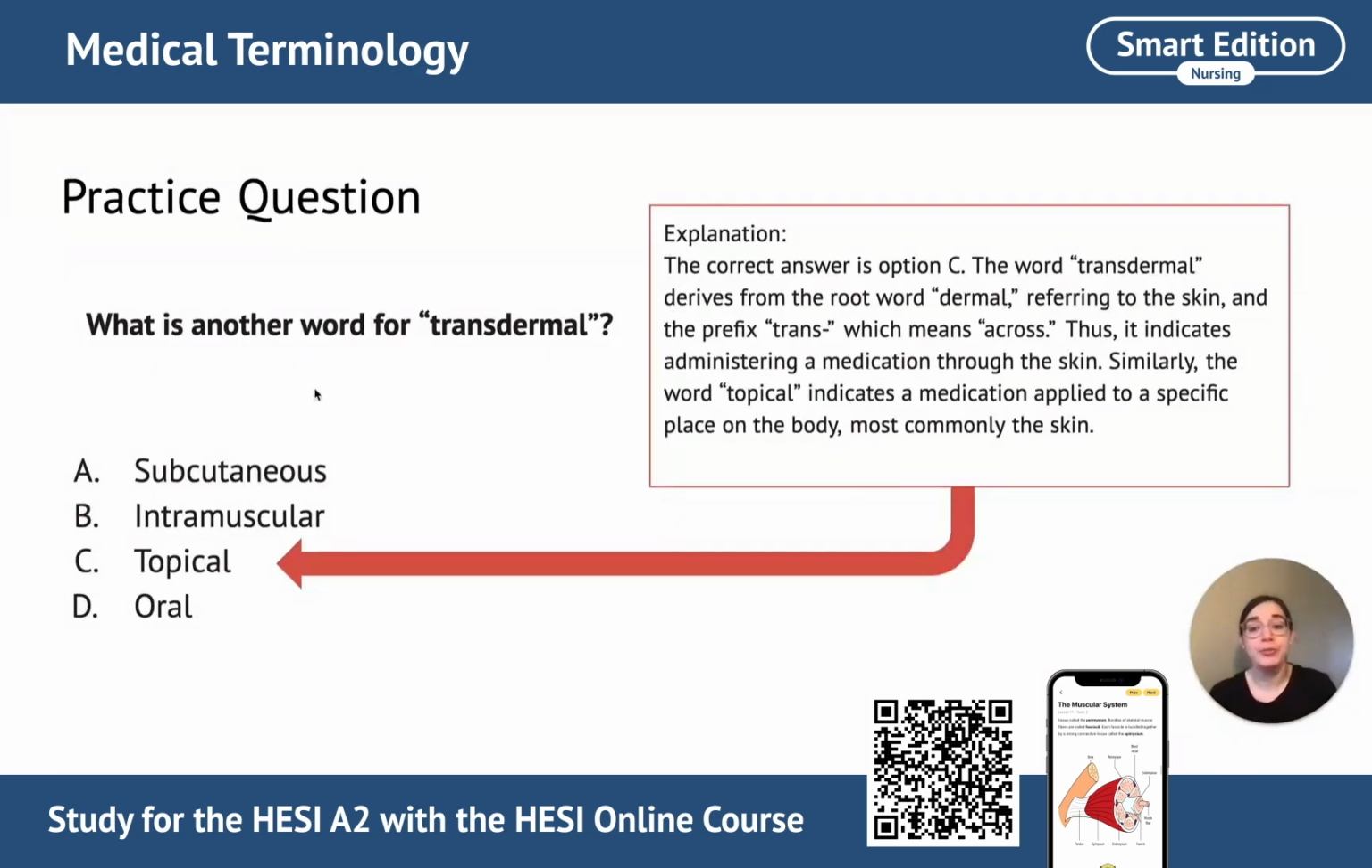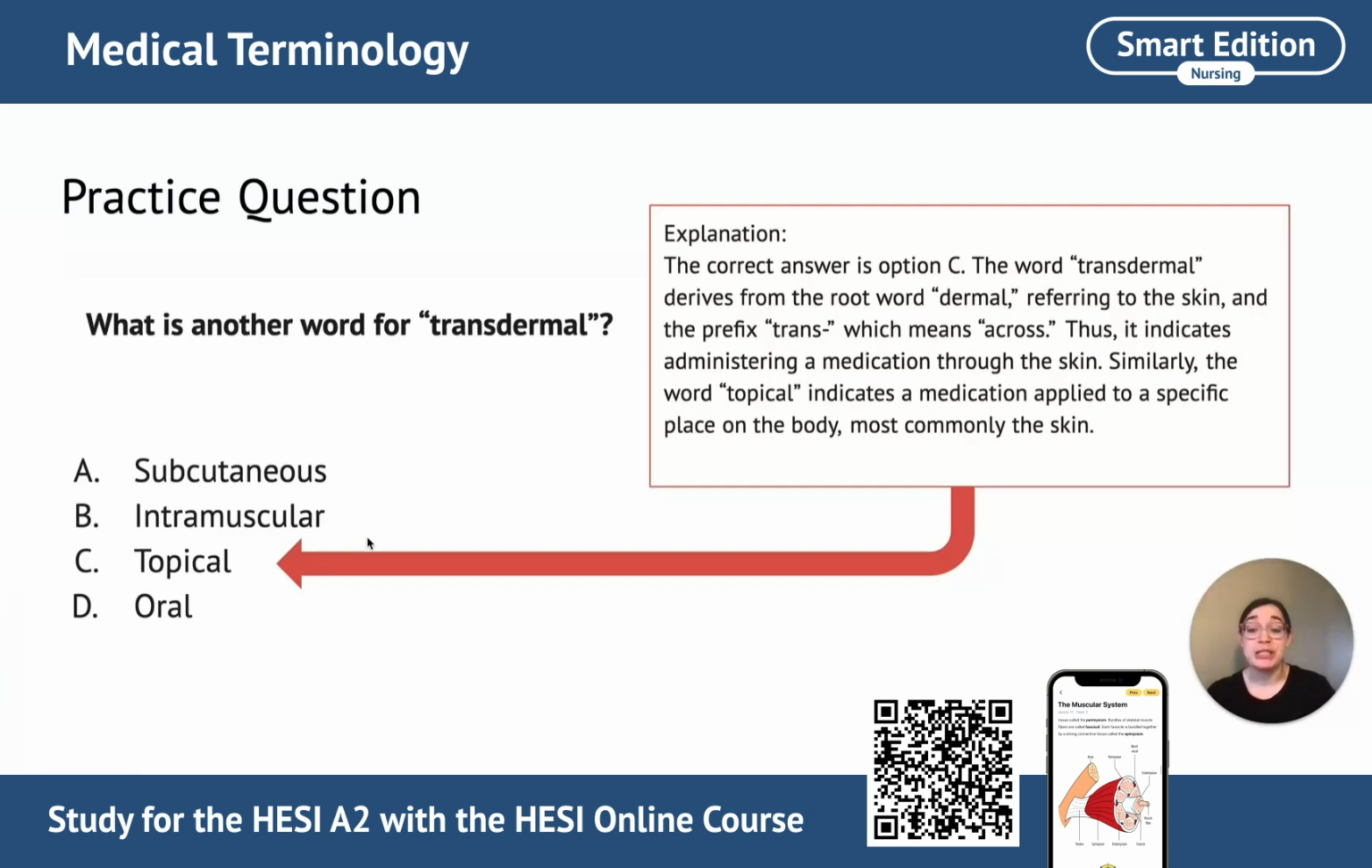What about our other routes of administration here? Subcutaneous. We mentioned that word a little bit earlier on in the presentation as well. So these are injections given just underneath the skin. Examples would include insulin and heparin.